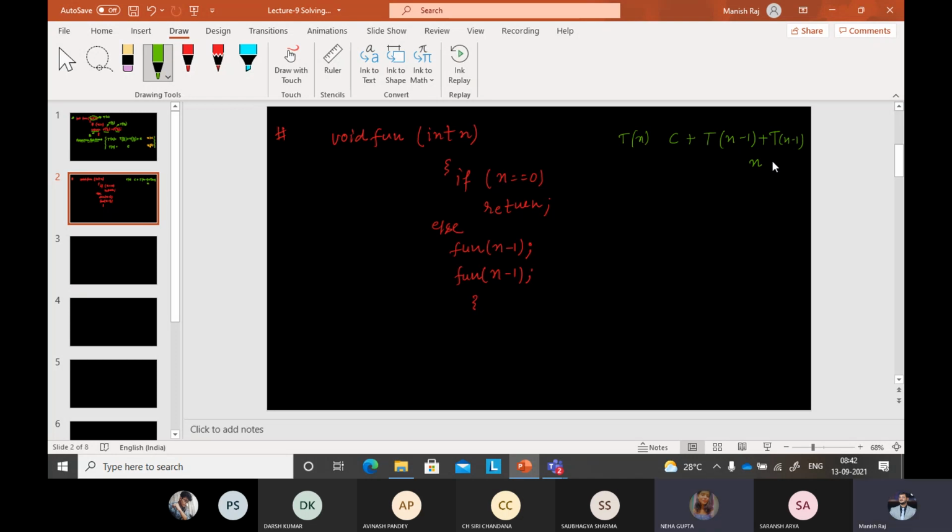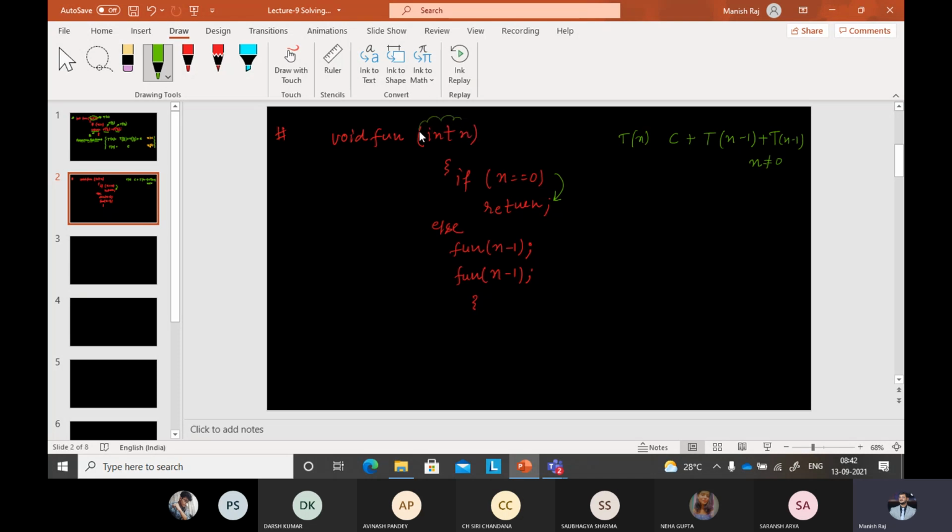For n equal to 0, it was just returning. So it will be when else, n is not equal to 0, or greater than 0 you can say. Okay, so let me explain.